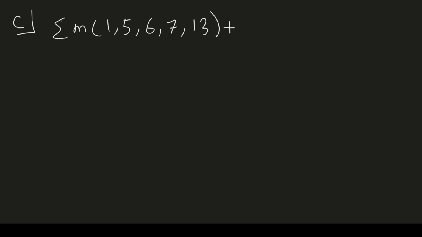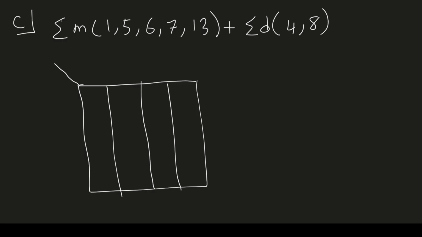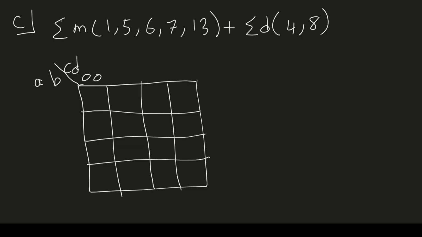So let's call it C. Then we have sum of M 1, 5, 6, 7, and 13 plus the don't care 4 and 8. Also, we need 4 variables K-map. So let's draw it. 4 columns and 4 rows. 0, 0, 0, 1, 1, 1, 1, 0, 0, 0, 0, 1, 1, 1, 1, 0.